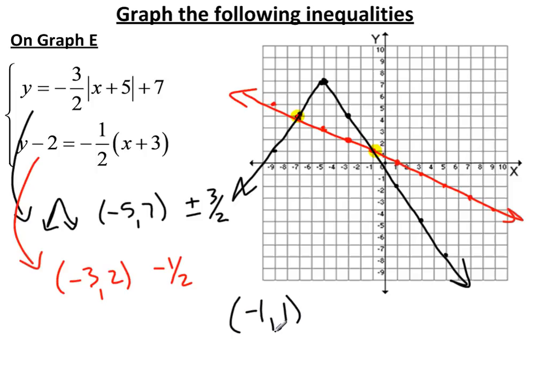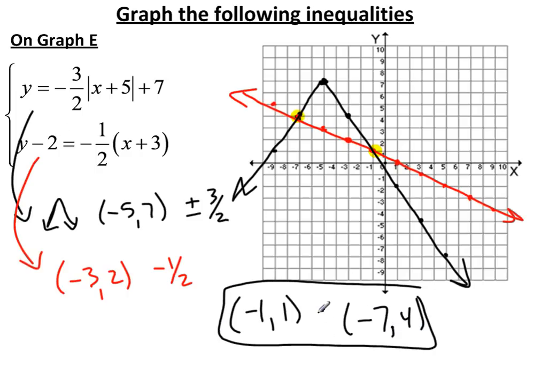One is negative 1, 1, which means if I substitute that into the top and the second or bottom equation, it will make a true statement. And negative 7, 4 would also make both statements true. Okay? Both of these are solutions.